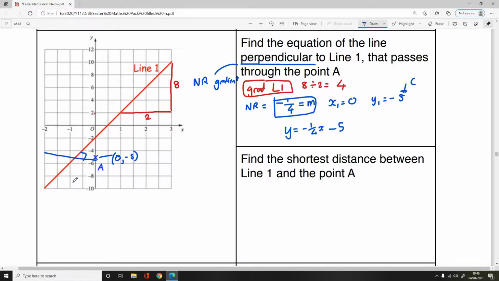Anyway, we want to find this sort of intersection point. We want to find where those 2 lines cross. We'll call that B.